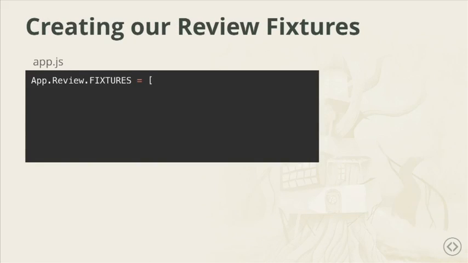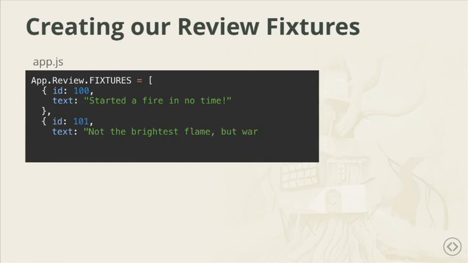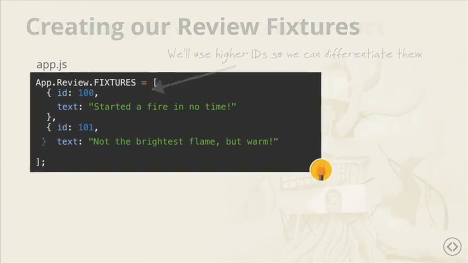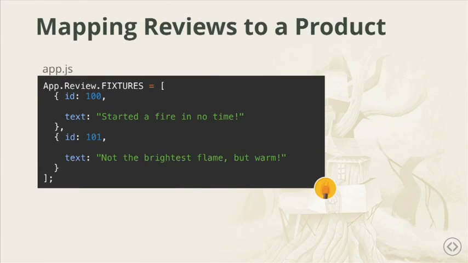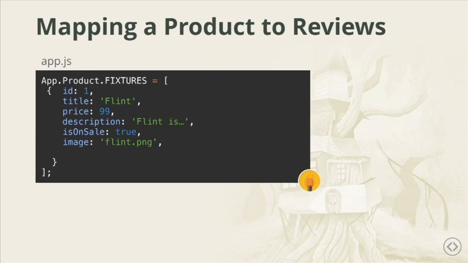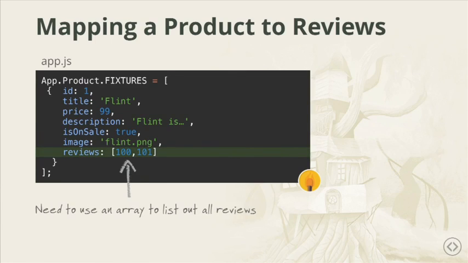Next, we'll create our review fixtures. They're going to require an ID, and we're just going to specify text and give our review some text. Finally, we'll map those reviews back to a product. The first one will be mapped to product 1, and the second one also product 1. Now we'll want to go back to our product fixtures and add those associations. So here we can say reviews, and we'll specify the IDs of each of the reviews for this product.